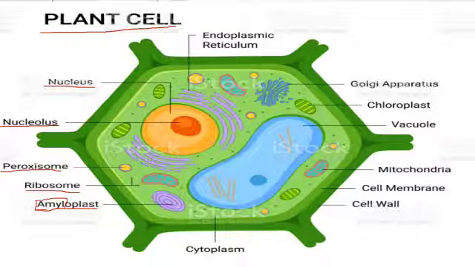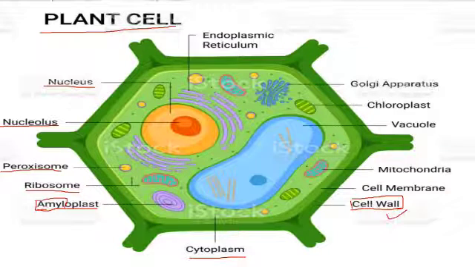And the next one is the cytoplasm. This is also an important organelle of the plant cell. The next one is the cell wall. That's important. In the plant cell, the existence of the cell wall is necessary, and the cell wall exists in the plant cell. But in the animal cell, there is a lack of the cell wall. And the next one is the cell membrane. It's also an important organelle of the plant cell, that is called the cell membrane.